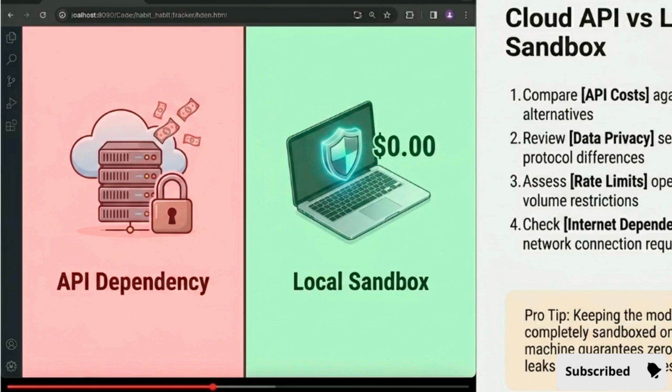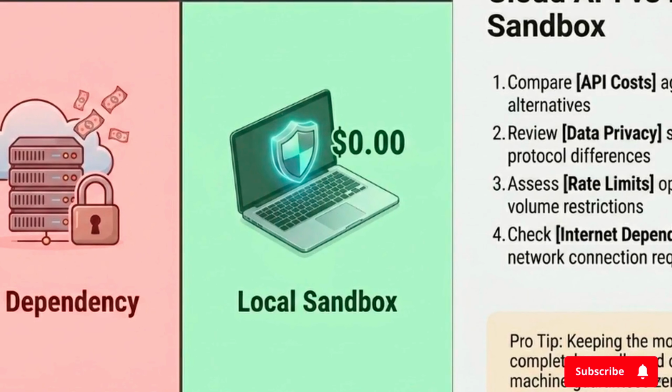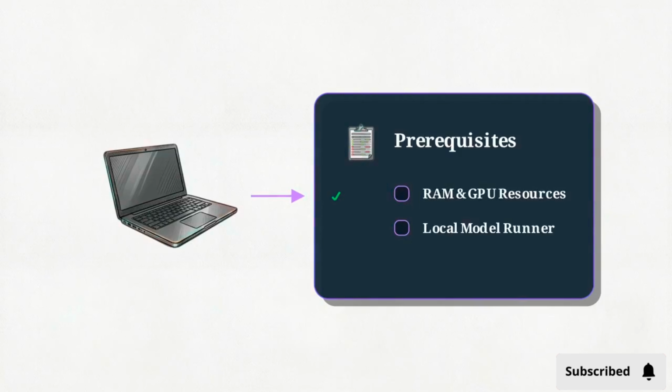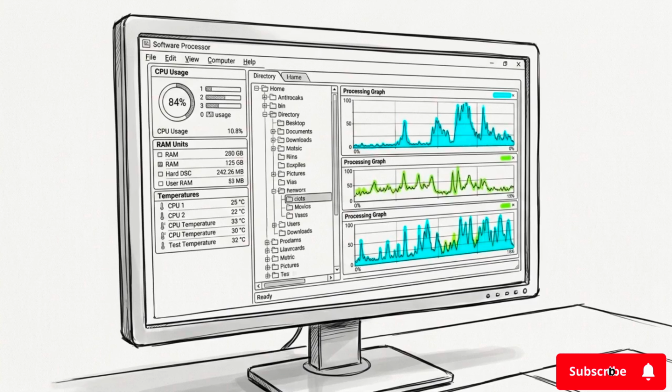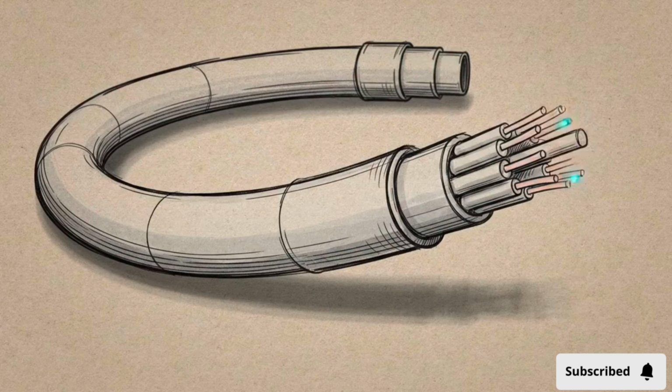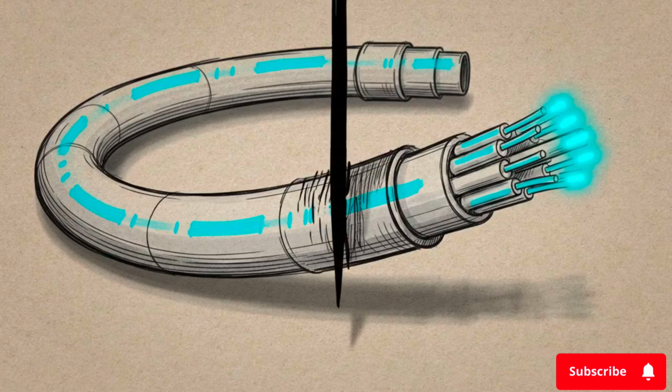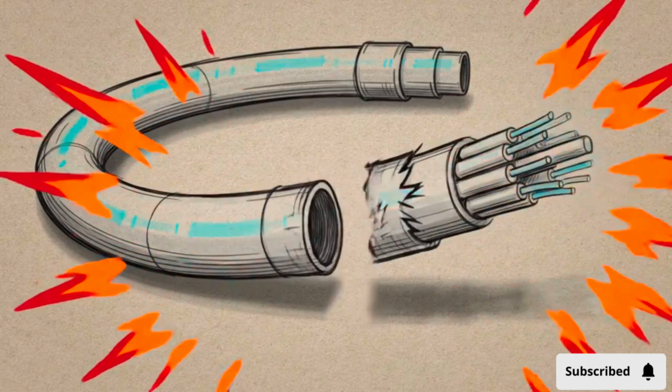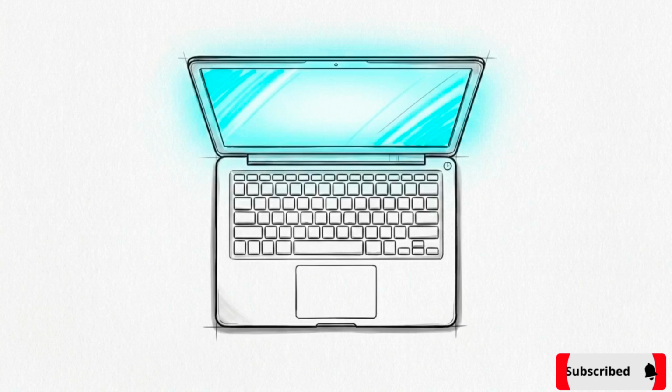Looking at this comparison graphic, the immediate benefits of a local sandbox become clear. Because the processing happens entirely on your machine, you eliminate API subscription costs, and zero data leaves your hardware. Before we pull the model, check your system prerequisites and make sure you have the LM Studio desktop application installed. Running models locally means taking full ownership of your workflow. We are cutting the cord to cloud providers and securing an environment that you control from top to bottom.